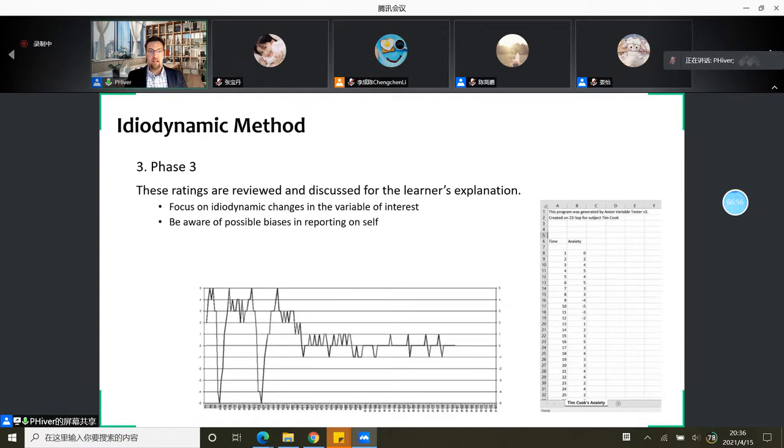Now in the next phase, the software graphs the reactions, and it provides a quantitative measure for the variable of interest. Remember, in this case, it's Tim Cook, and the variable is anxiety while speaking. Using stimulated recall, the participant is asked to explain their ratings. You know, why were you so low here, but so high there? And this is qualitative data. The software generates a graph and an Excel file of their ratings, and the qualitative data collected from the stimulated recall can be transcribed by the researcher for further analysis.